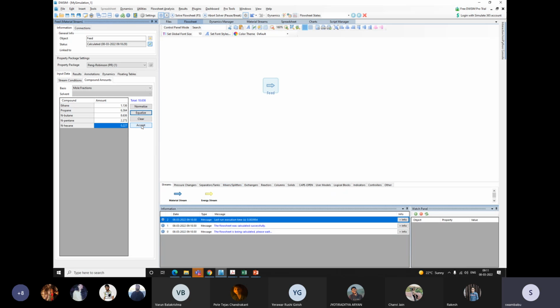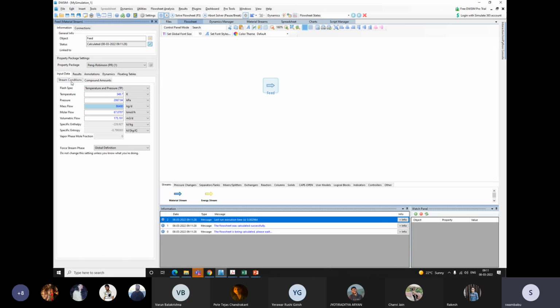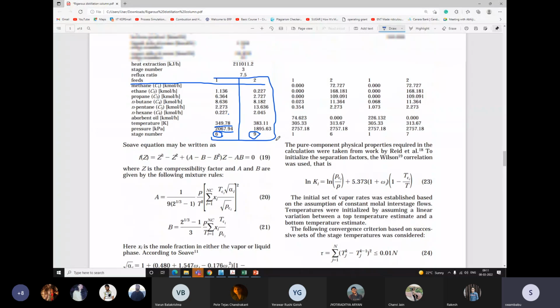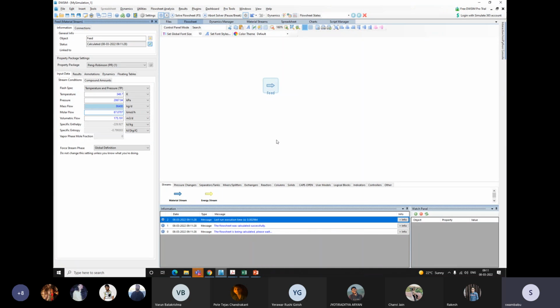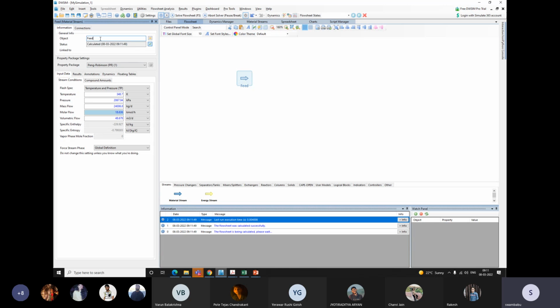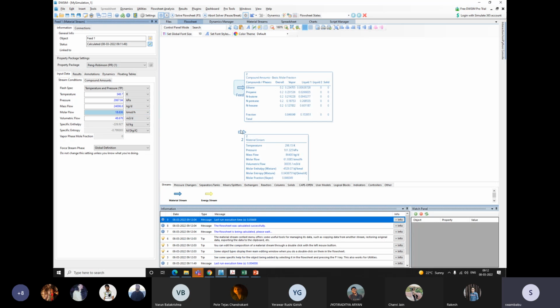After that, I just say accept. When I accept, it will convert to mole fractions automatically, and we will have to change the total moles. That is 18.636. So this is the total moles, and this is feed 1. I have defined feed stream 1.